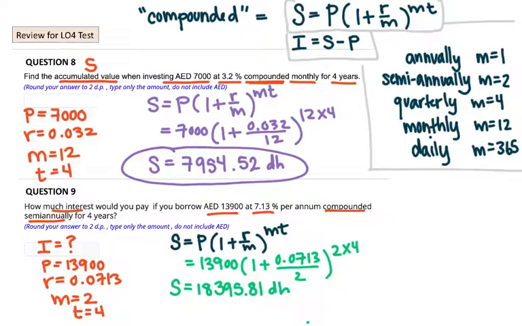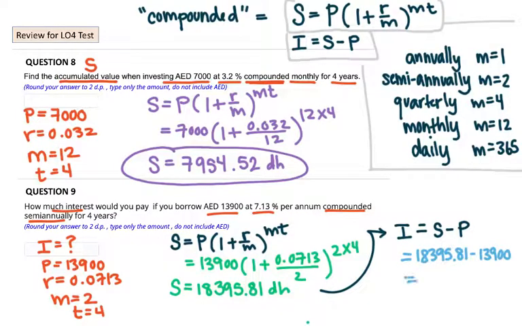That's the future amount, but now we have enough information to find the interest that you have to pay. It's the future amount minus the amount you started with. So we plug in those two numbers, 18,395.81 minus 13,900, and we will get the interest amount of 4,495.81 dirhams.